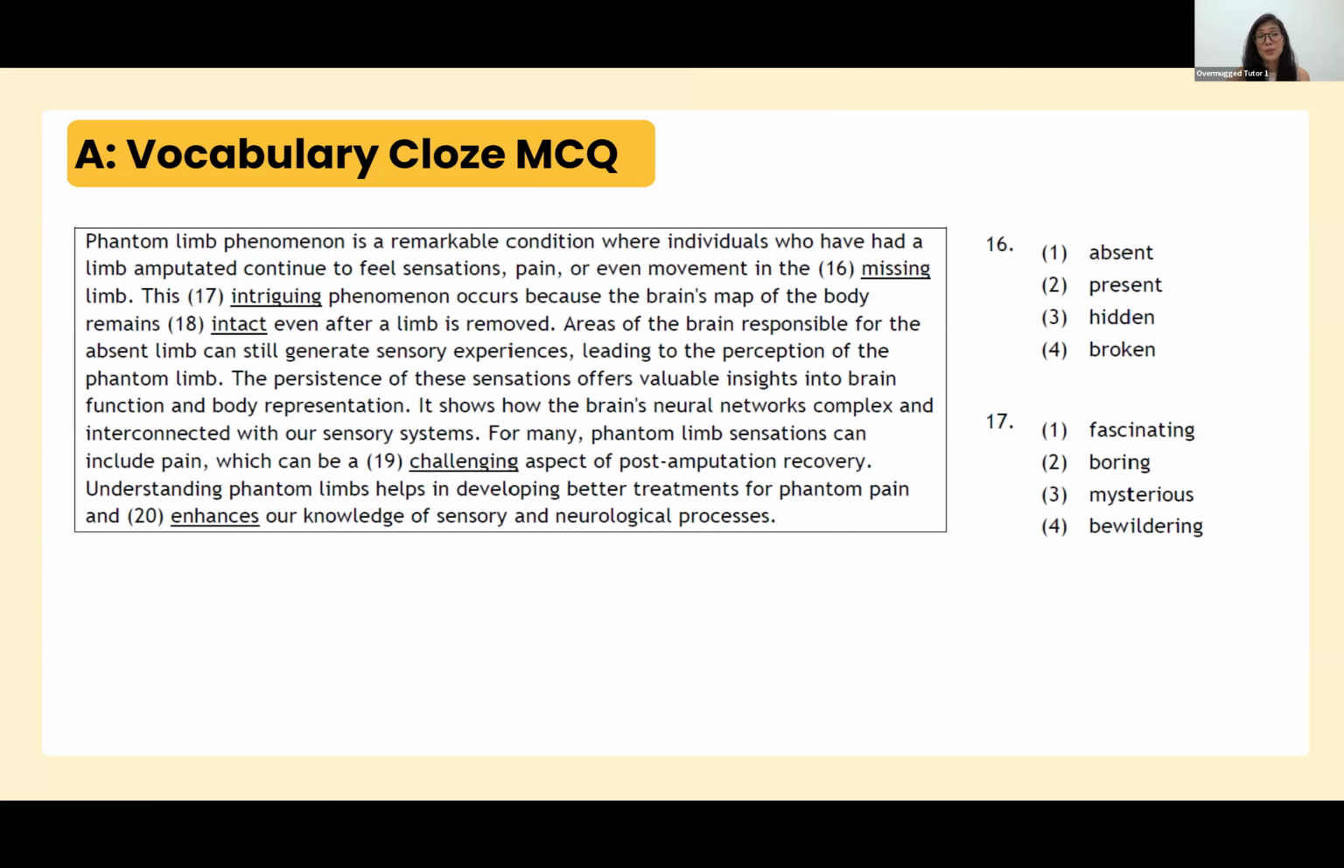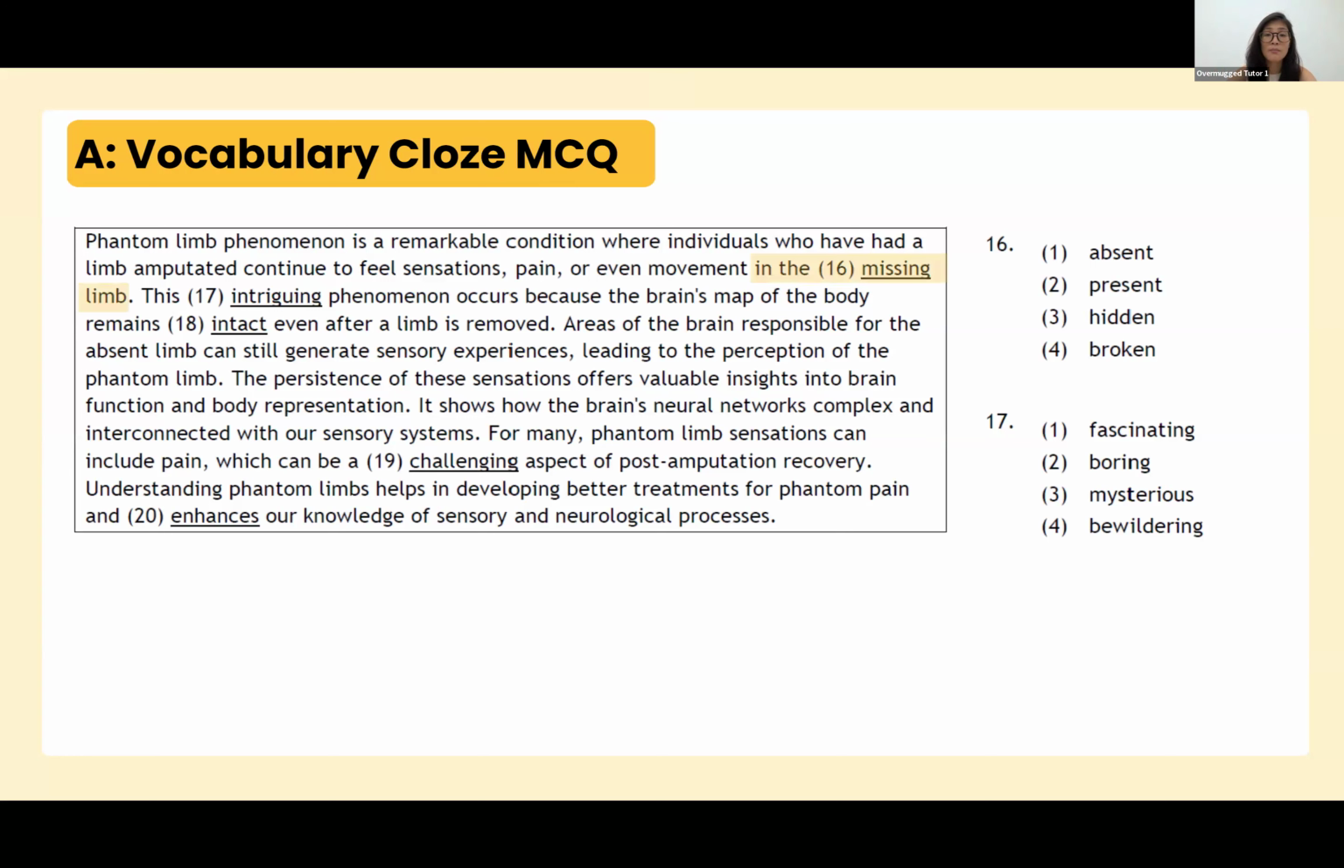Let's move on to vocabulary cloze MCQ. In the vocabulary cloze MCQ, you're given a short passage, and this passage was talking about phantom limb. So phantom limb is an interesting medical condition where people who have already lost their limbs due to medical reasons or perhaps an unfortunate accident are still able to feel sensations in the limbs that are no longer there. So let's take a look at question number 16.